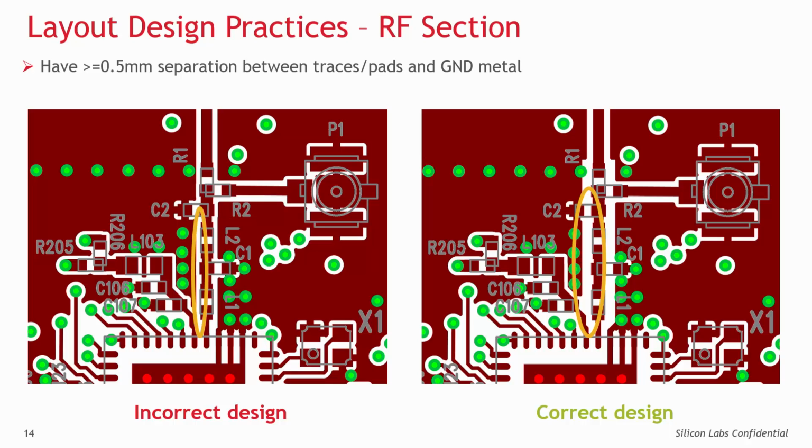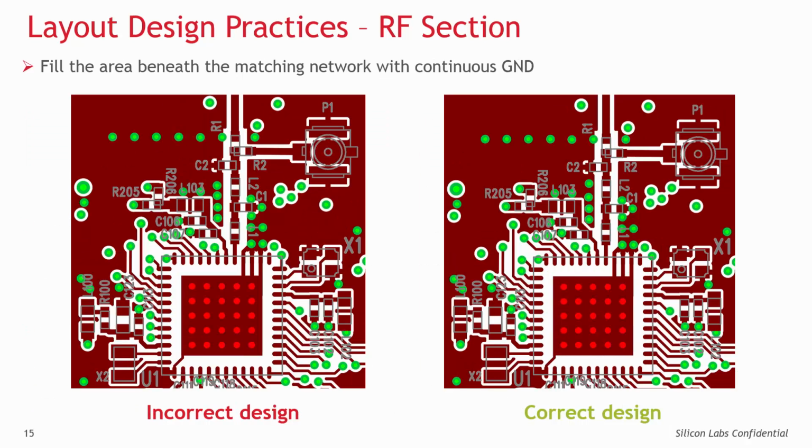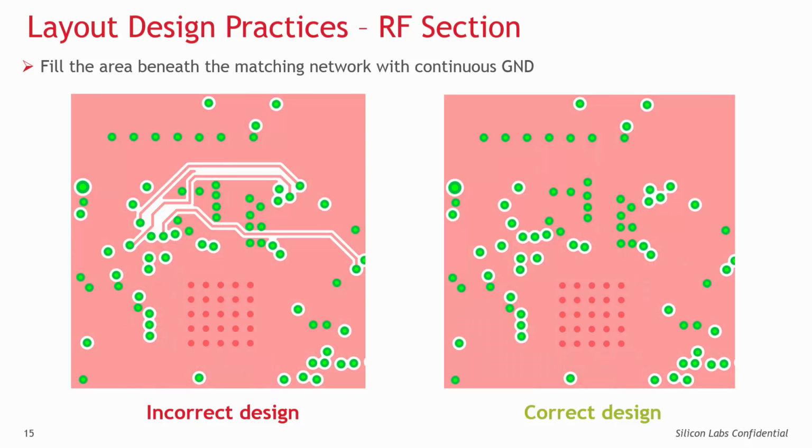This technique will minimize the parasitic capacitance and reduce the detuning effects. The area under the RF chip and the matching network, in case of 4-layer PCBs, this is the first inner layer beneath the top layer, should be filled with continuous ground metal, as it will show good ground reference for the matching network and will ensure a good low impedance return path to the RF chip's ground as well.